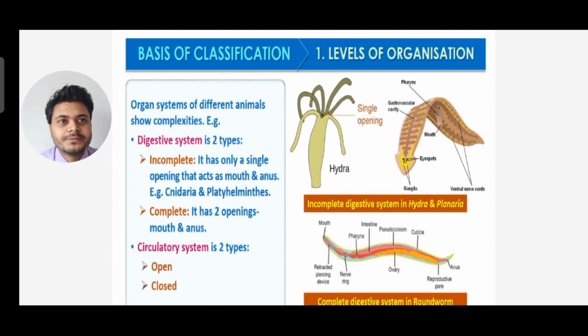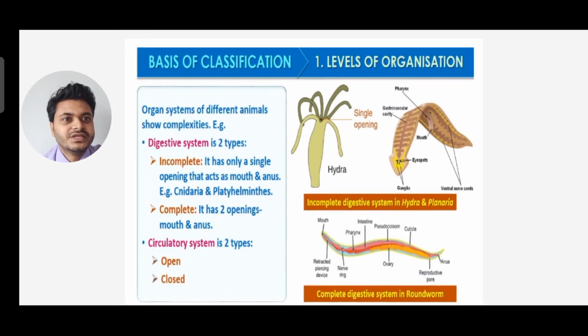So next you see under organ system. You can see the pictures I have given. On the right hand side you see the incomplete digestive system seen in hydra and planaria, and the complete digestive system seen in roundworm. All right. So the organ systems of different animals have different complexities.